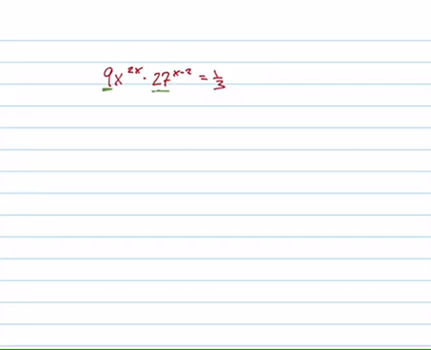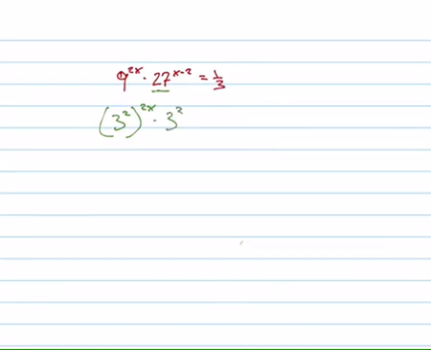So 9 is 3 squared, times... I'm sorry, I wrote this wrong. This is just 9. That's just 9 to the 2x. Much easier problem to solve now. So this is 3 squared to the 2x.